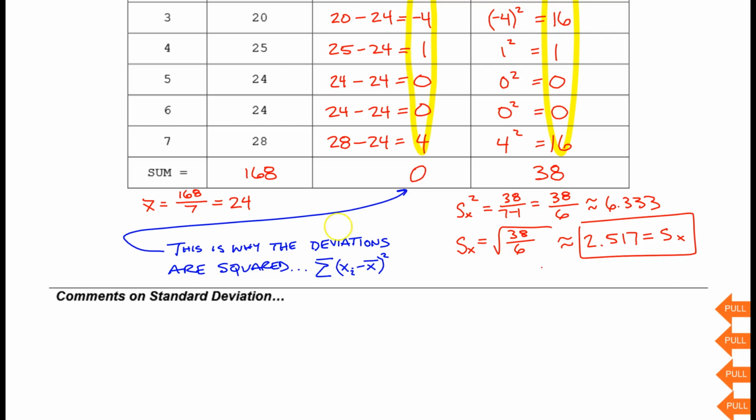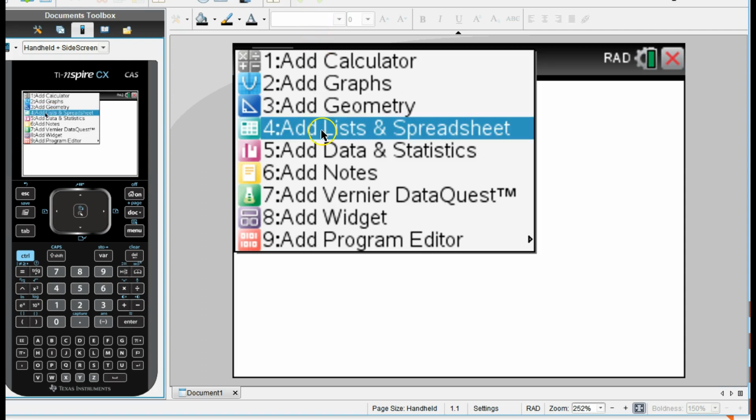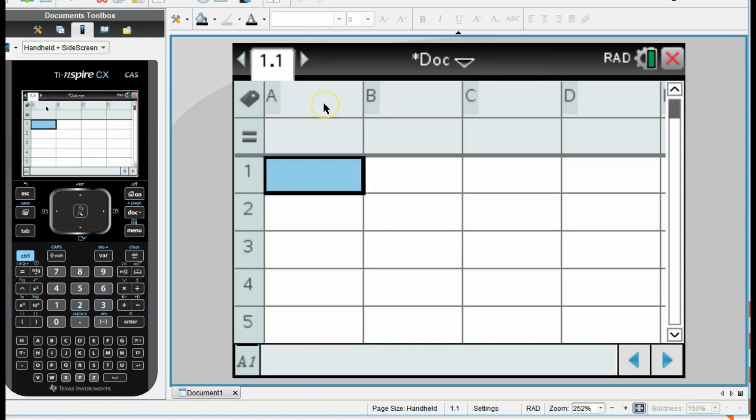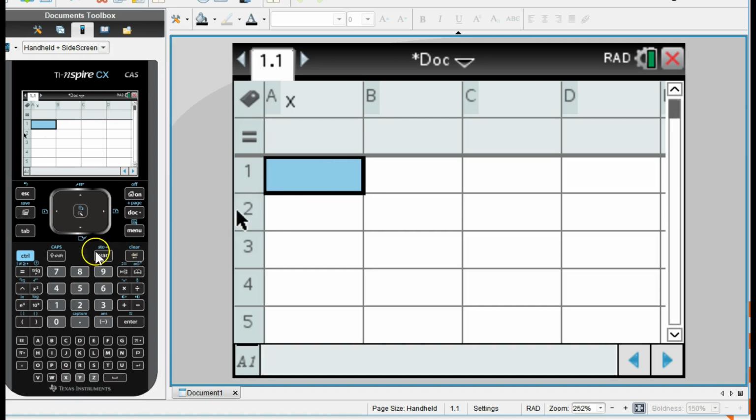Let me quickly show you how to do that with a calculator. So I have my TI Inspire here. I'm going to add a Lists & Spreadsheet page, and let's just call this variable X. Then I'm going to enter all my values.